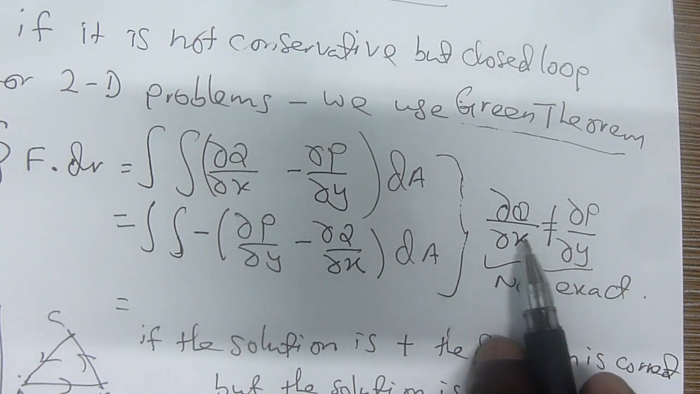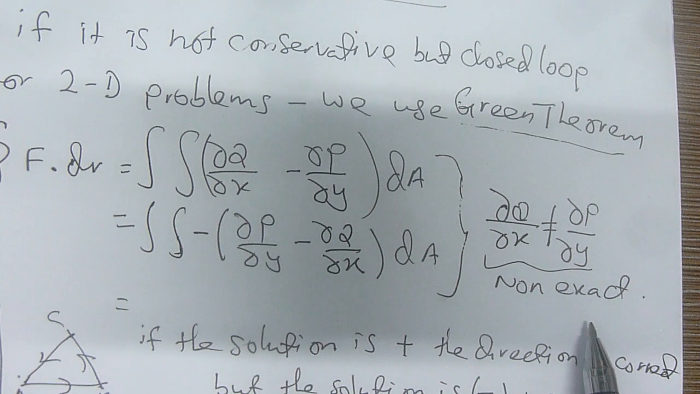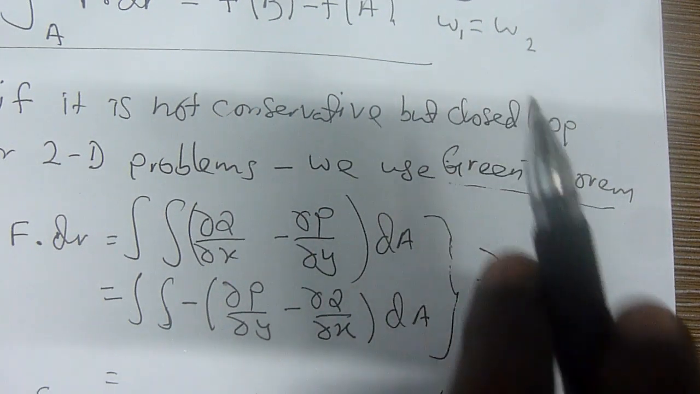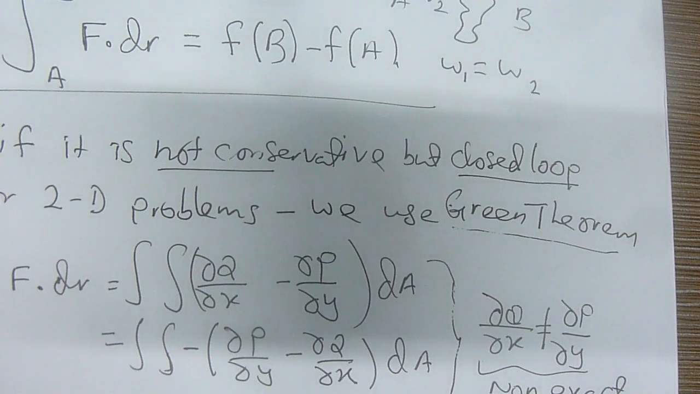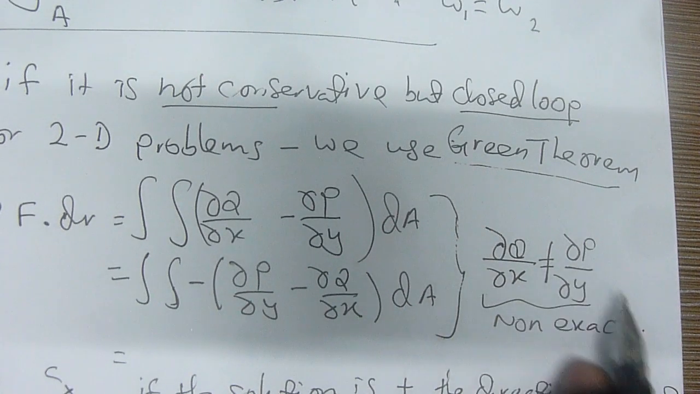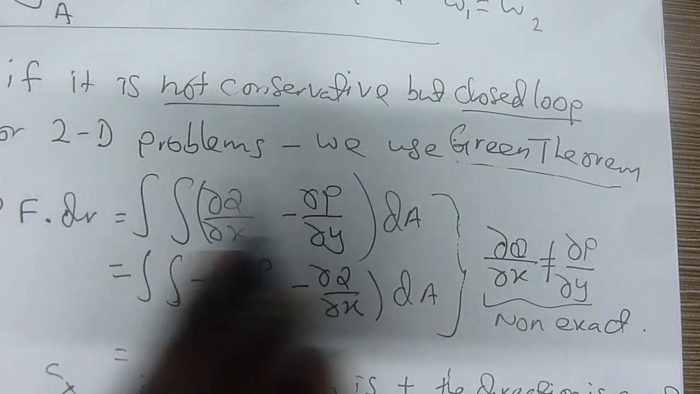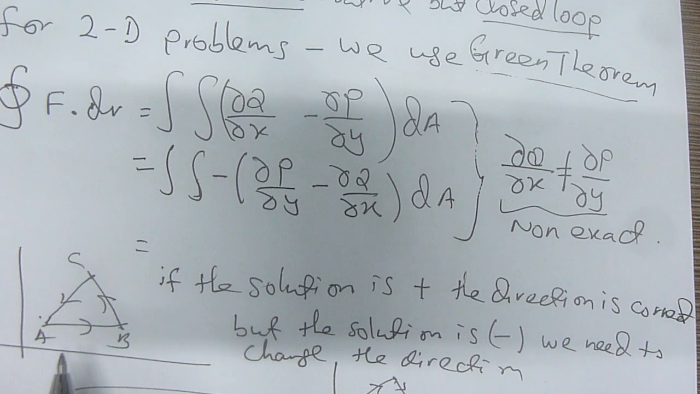Non-exact means it is not conservative. It's not path independent. But one more condition is fulfilled: it is a closed loop. It's a closed loop, but it's not conservative. You must see these two words. If it is a closed loop and not conservative, then we will say this is non-exact. Therefore, we will use Green theorem to solve the problem, right? Can you understand this process?